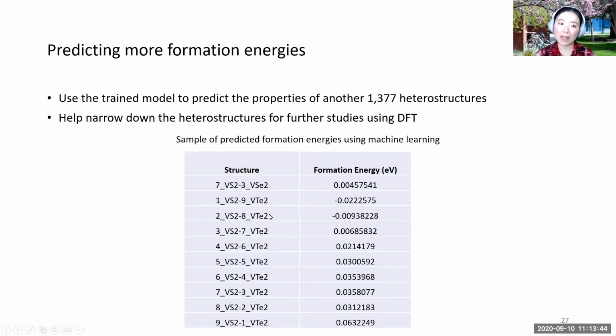Then we could suggest them to our experimental collaborators to synthesize them. That will really help us save a lot of time, and also help us find out the area or the material we should focus on. So machine learning is very good for this example.